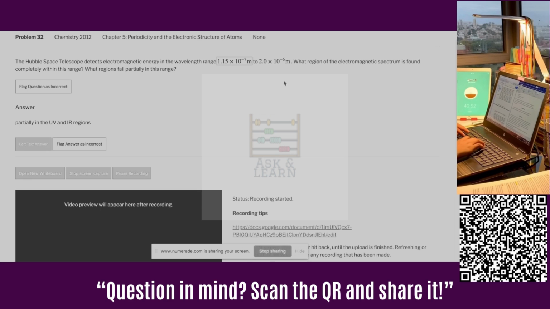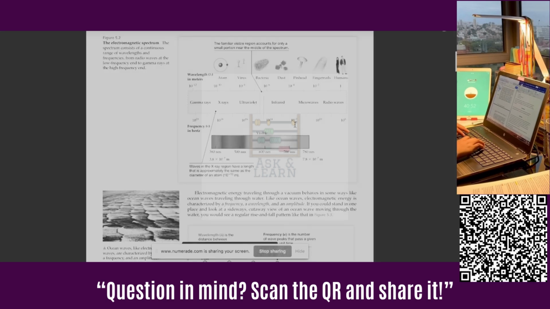So let's see where that 2.0 times 10 to the negative 6 is. 10 to the negative 6 is right here, in the infrared region, right? Do you see that? 10 to the negative 6, because it's still 10 to the negative 7, so going farther than that. So that means it's going from the ultraviolet to the infrared region.